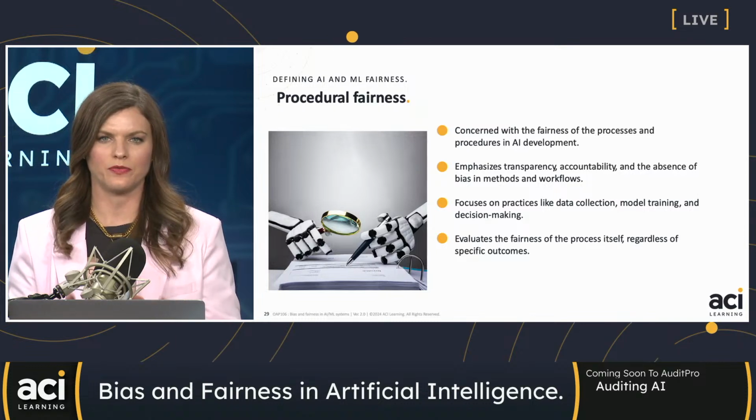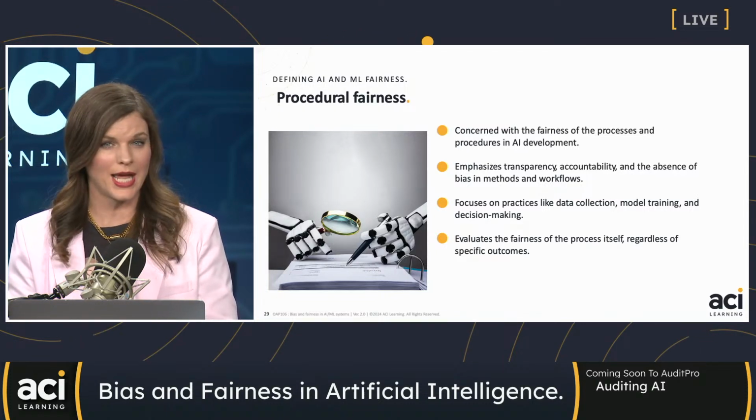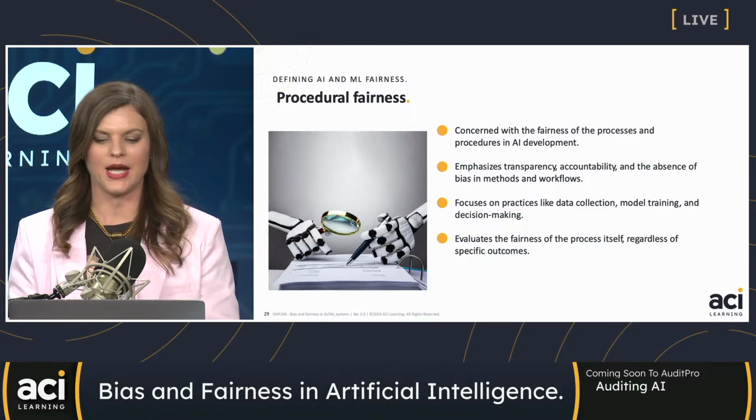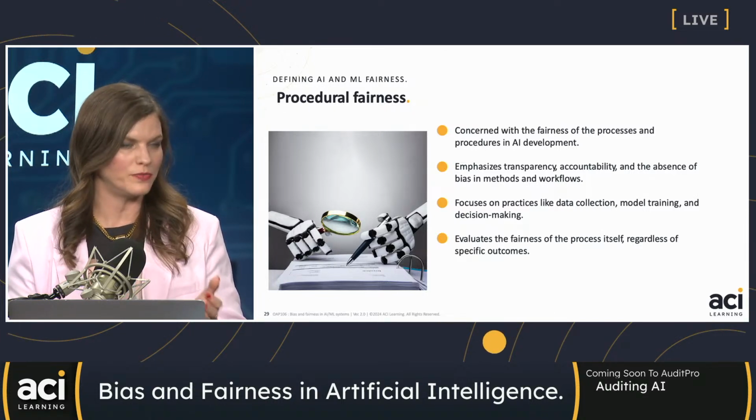Yeah, so breaking down procedural fairness in AI and machine learning, it refers to the fairness of the processes and procedures used in developing and deploying an AI system. So when we're thinking about this, think about it as focusing on ensuring that the methods and the workflows used to create and actually implement AI algorithms are transparent, accountable, and devoid of biases.